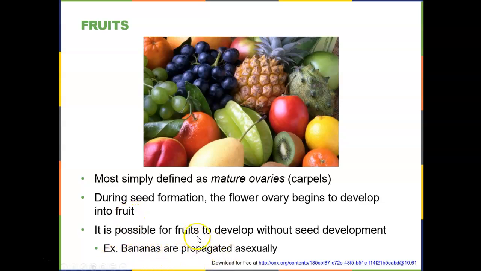Now, it is possible for fruits to develop without seed development, and we as human beings have actually bred plants to create fruits, kind of trick them into creating fruits even when the seeds do not develop. Bananas are an example of this, and we can propagate them asexually. So there's no fertilization that actually happens, and the little dark spots that you see in bananas are unfertilized ovules.